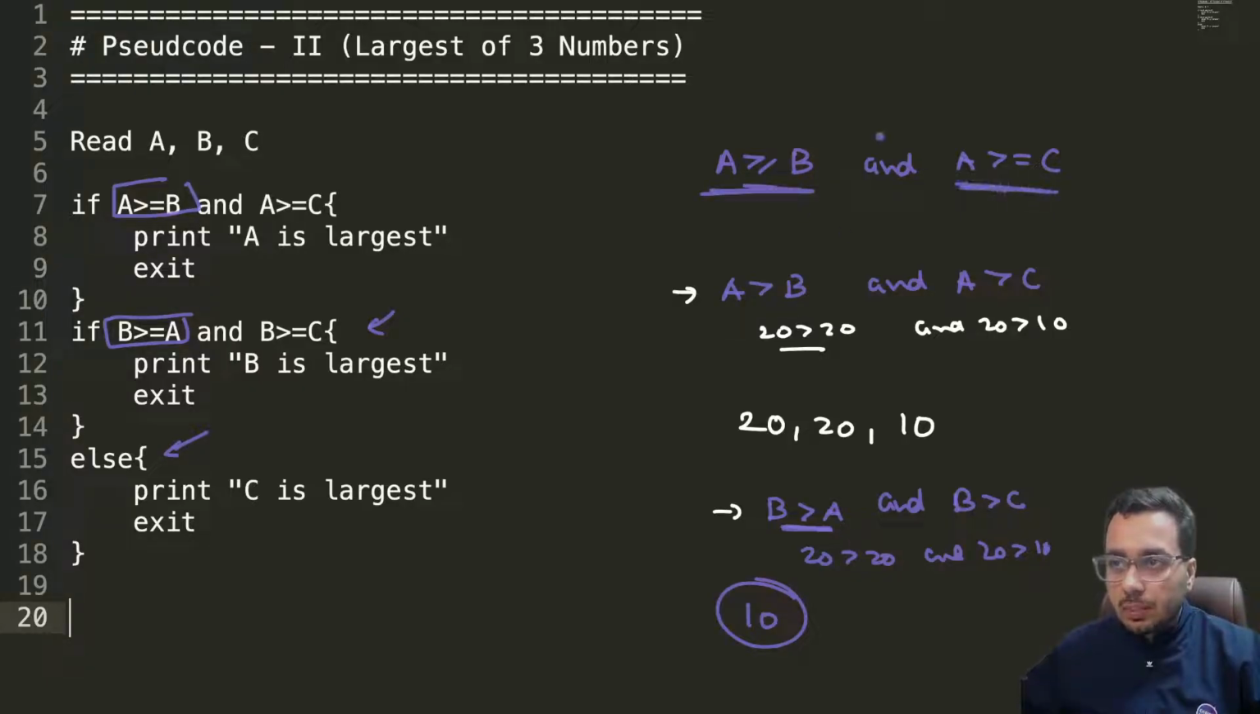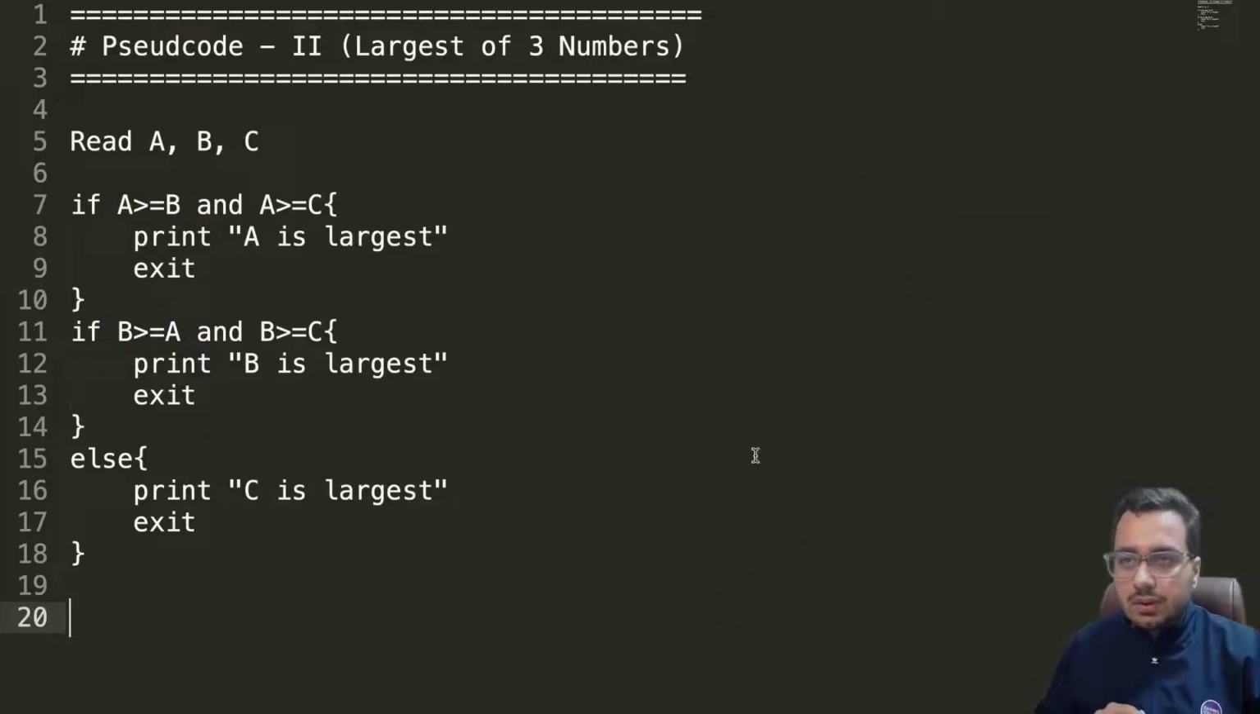Okay, so this operator is needed to handle the case when the numbers are equal. Okay, so I hope you have understood this logic as well. So this is the pseudocode for finding out the largest of three numbers, and that's all for this video.